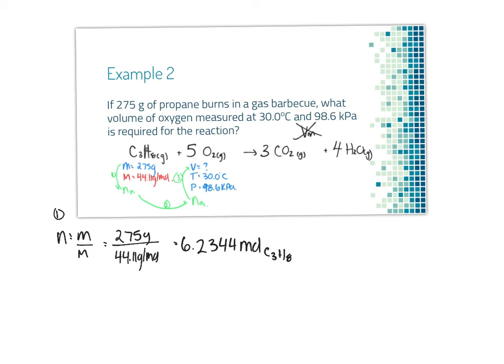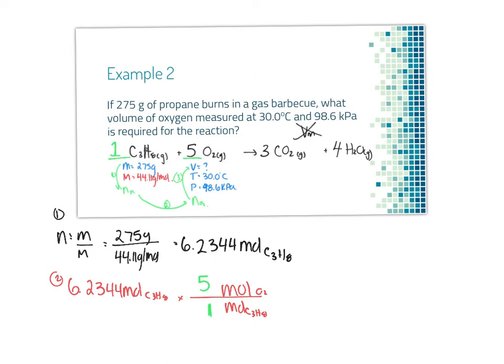Next step is to switch moles. So taking our just calculated moles of propane, I need to cancel moles of propane and find moles of oxygen. This comes from our balanced chemical equation. There are 5 moles of oxygen required for every 1.